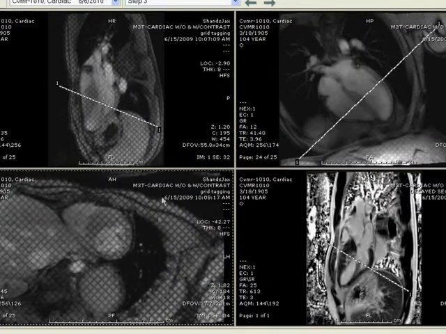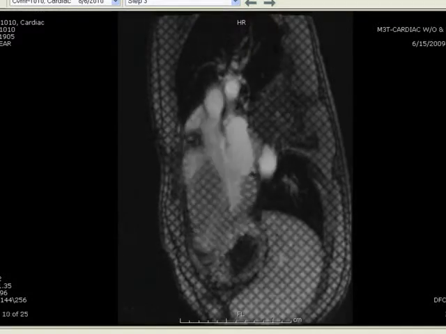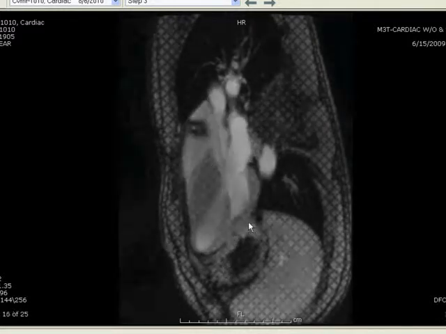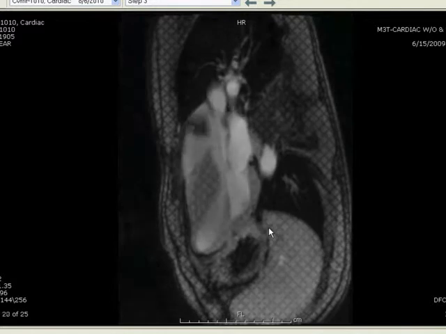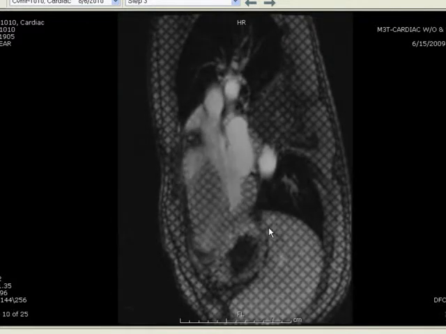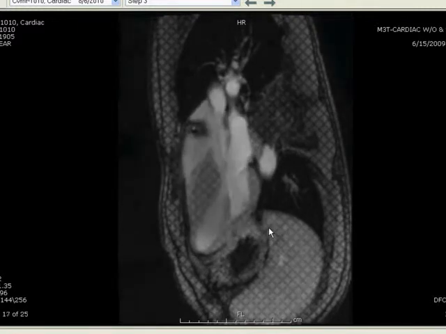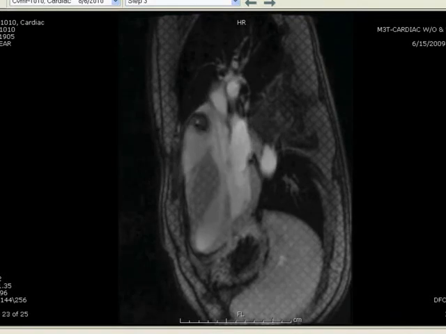And these are just to further illustrate tagging images, cine, so that we can better appreciate the degree of hypertrophy of the basal septum. So this patient has a final diagnosis of asymmetric hypertrophic cardiomyopathy, but with no significant left ventricular outflow tract obstruction.